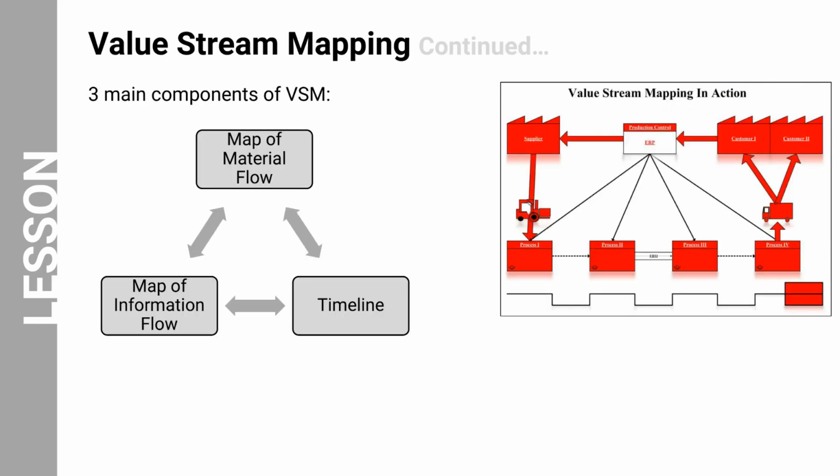On average, over 90% of a product's manufacturing lifespan is spent on non-value-added activities. Reducing the time and resources spent on non-value-added activities is key in lean, and value stream mapping is a great way to get started. A VSM integrates three main components: a map of the material flow, a map of the information flow, and a timeline. We will discuss each component in detail in the upcoming slides.